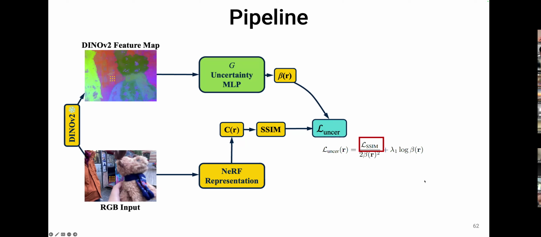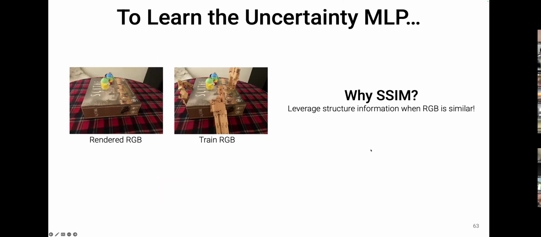Yeah. So again, to learn this uncertainty map, we try to use this SSIM loss. And why do we want to use that? Because we can really leverage the structure information when the RGB color is very similar.